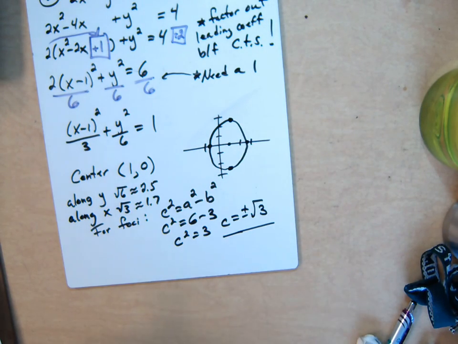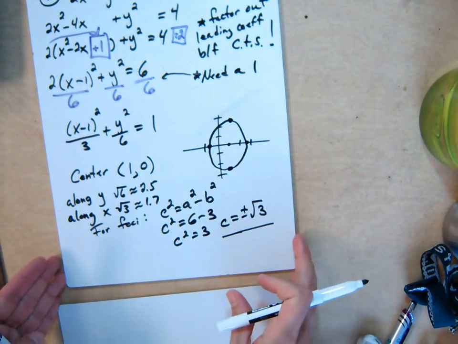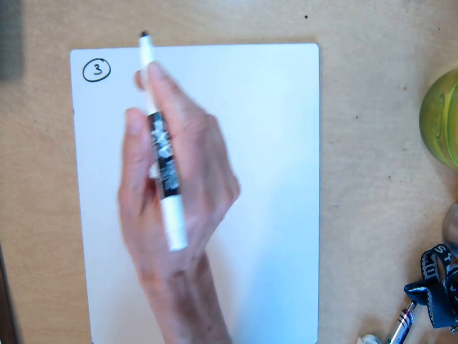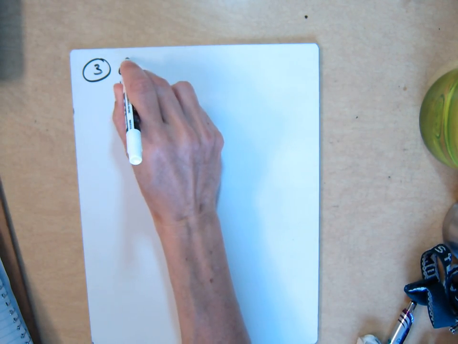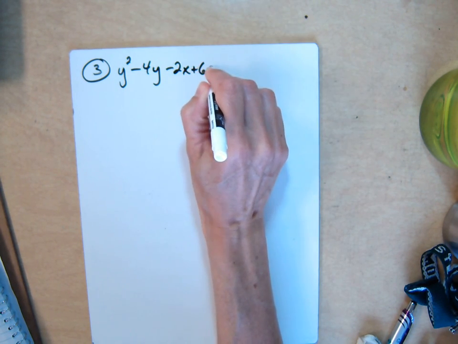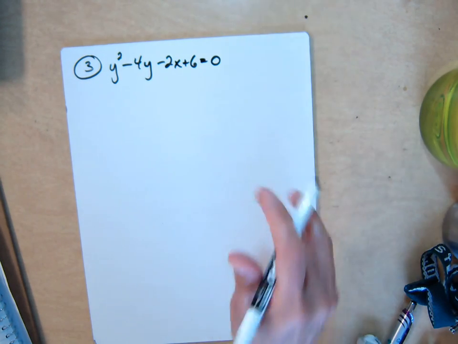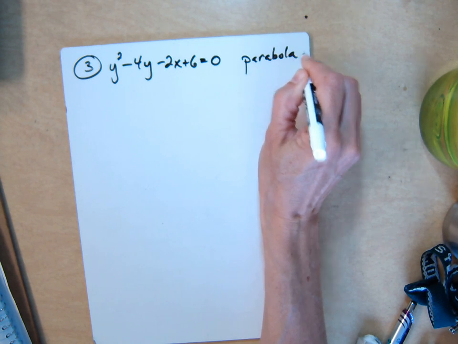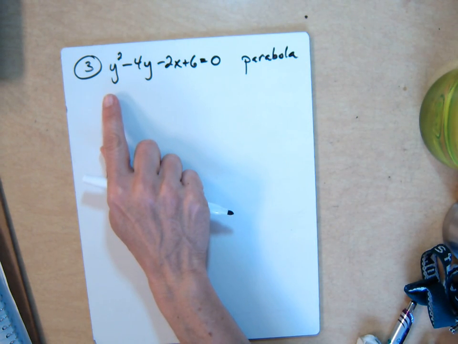But okay, so then the last one, well, you already know what it's gonna be, probably process of elimination. What have we not done? Yeah, parabola. y squared minus 4y minus 2x plus 6 equals 0. So you know this is a parabola not just because it's the only thing we haven't done yet, it's because only y is squared. Only one of them is squared.